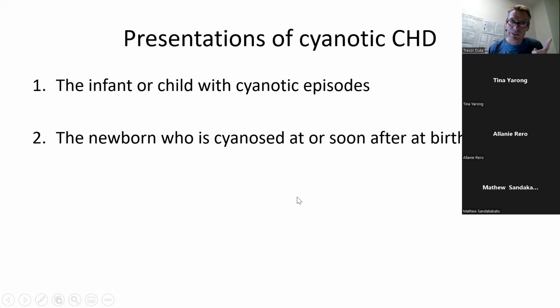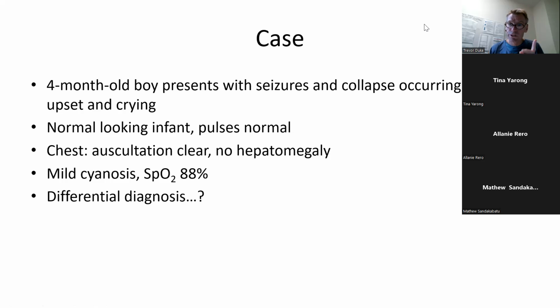So let's first start with the most common presentation of cyanotic congenital heart disease, which is an infant or a child with cyanotic episodes. So this is common. This would be a typical presentation. We've all seen children like this, I'm sure. A 4-month-old boy presents with seizures and collapse that occur while he's upset and crying. So this is a real story of a baby who was 4 months old, and he had seizures and collapse when he got upset or crying, or even when he tried to strain and have a bowel action. He had a seizure. Otherwise, he was a normal looking infant.